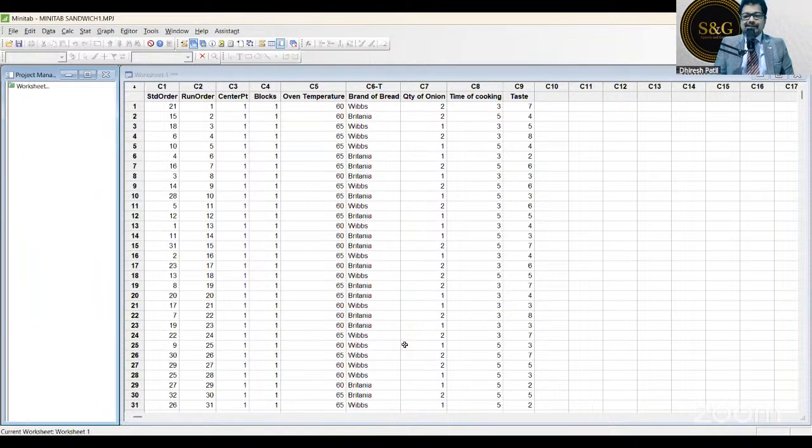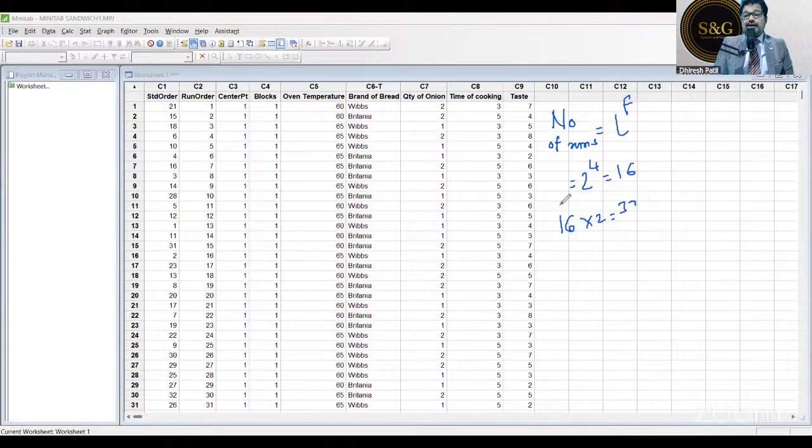So in this case, we have 4 factors. So how many number of runs will there be? Understand this. L raised to f, correct? L raised to f meaning 2 raised to 4 is equal to 16. And with replication, 16 into 2, which is 32, right? So we have to have 32 runs here.